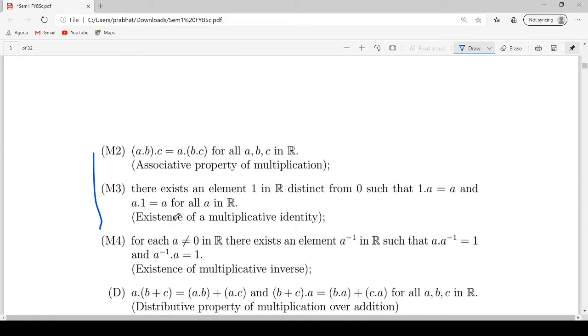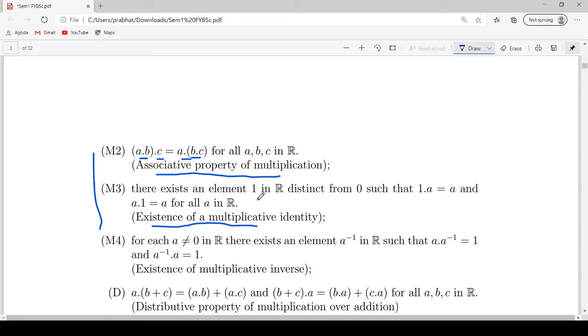Second is associative property with respect to multiplication. Here also, if you are multiplying three real numbers, then in which order you are multiplying is not important. That means either you multiply A and B first and then multiply C to it, or you first multiply B and C and then multiply A to it. Both are same.